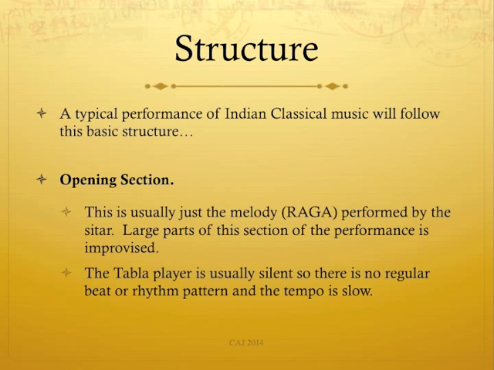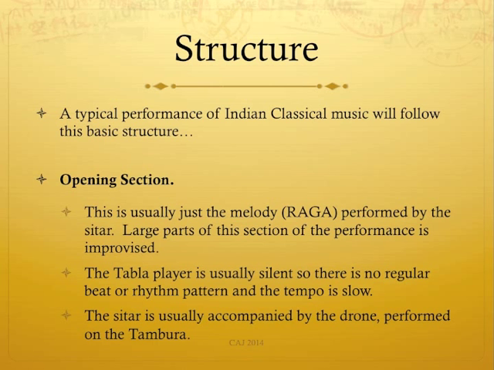The tabla player is usually silenced during this section, so there's no regular beat or rhythmic pattern, and the tempo of the raga is generally quite slow to start off with. The sitar is usually accompanied by the drone. The drone might start a little bit after the sitar, it might start at the same time, and that is obviously performed on the tambura. Let's have a little listen to what an opening section might sound like.